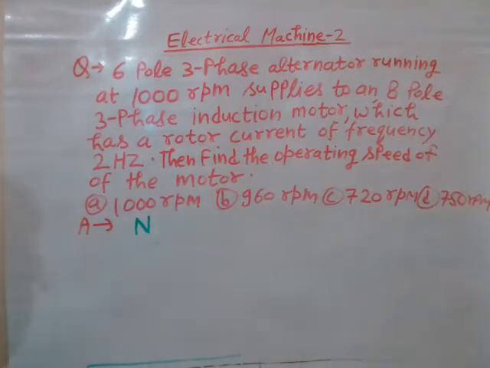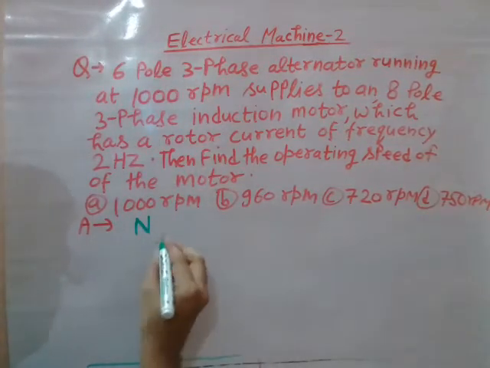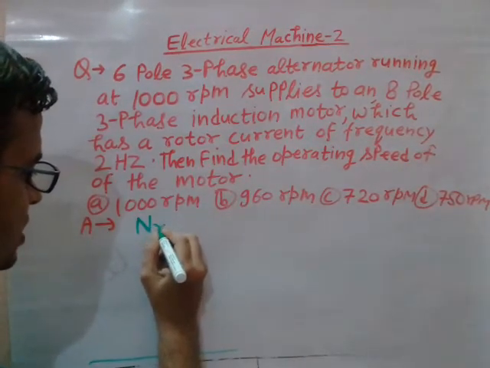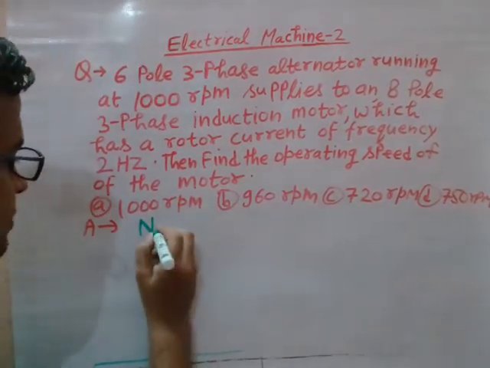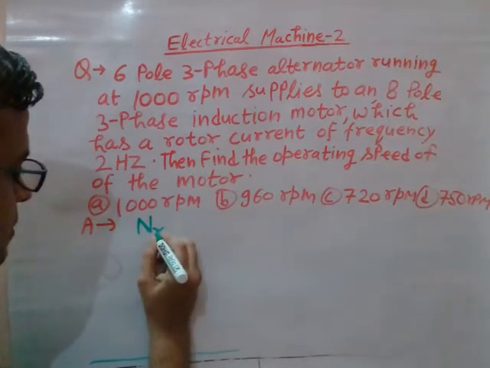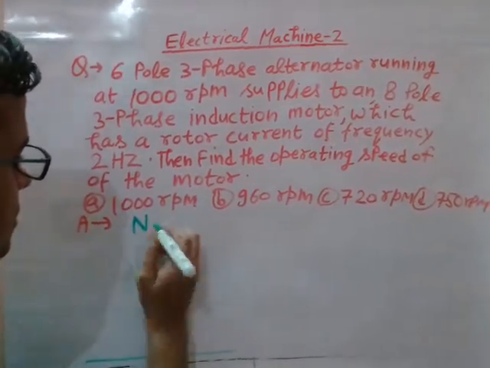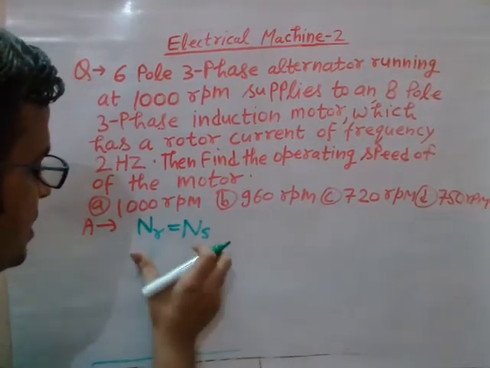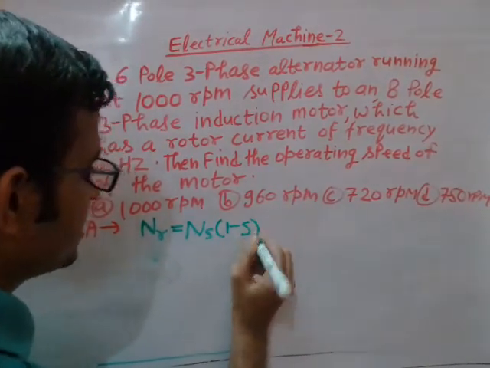So the operating speed of the induction motor. Out of these 4 options A, B, C, D, only one option is correct, and you have to choose that correct option after solving this question. The operating speed of the induction motor is given by NR, the rotor speed of the 3-phase induction motor. Motor speed NR is given by NS into (1 minus slip S).